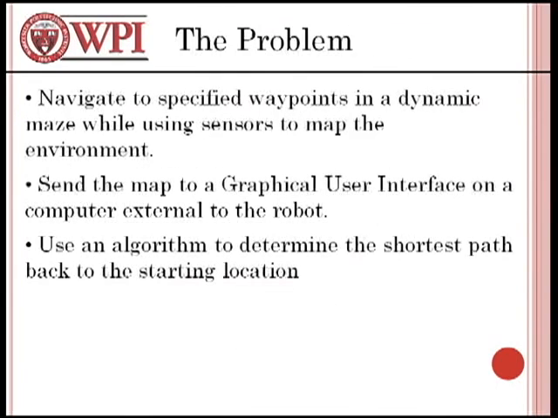So the problem we approached in the class was to navigate to specified waypoints in a dynamically changing maze while using sensors to map the environment around the robot. And then we would send the map to a graphical user interface on a computer external to the robot via serial communication. And then we use an algorithm to determine the shortest path back to the starting location once the map was constructed.